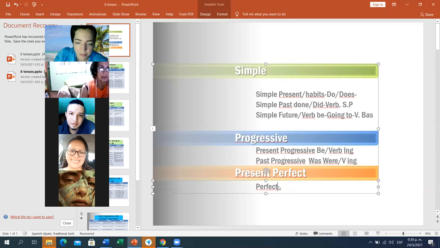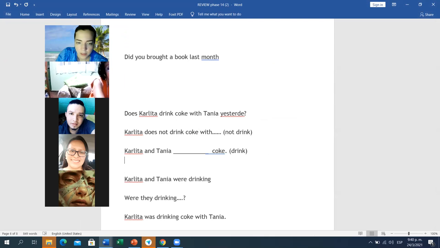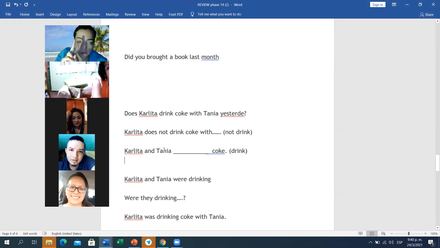Okay. Then we have the present perfect that we use in this case, have, has, and the verb participle. Okay, remember the participle. Eat, ate, eaten, drink, drunk. Okay, now. Based on this, Carlita and Tania, we have has and have. Has would be just Carlita. En este caso dije Carlita and Tania.